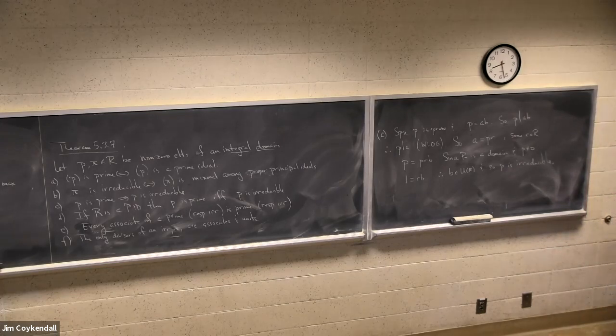Of course, this proof is symmetric in the sense that if I had picked P to divide B, without loss of generality, I would have gotten 1 equals RA and then A.